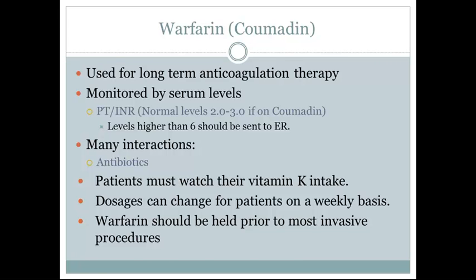Patients can often be given a reversal agent. If they have drug levels higher than 6, they can be given vitamin K, which can reverse, or they can be given FFP, also known as fresh frozen plasma, to get that INR level down.